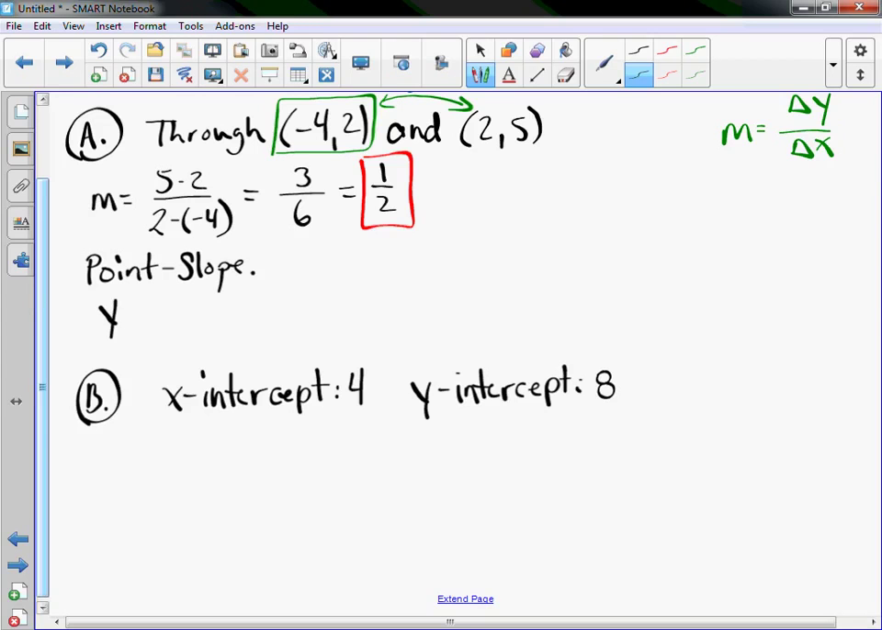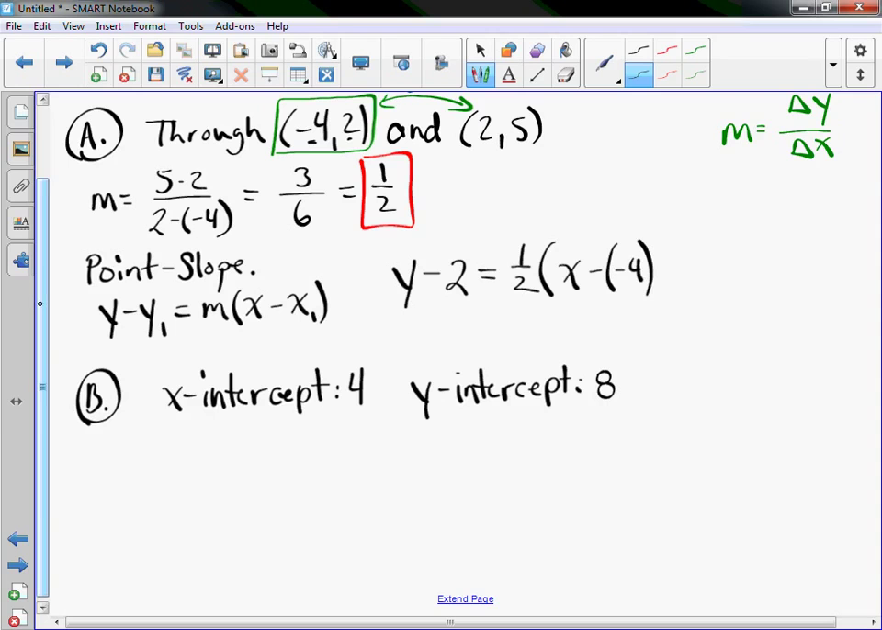Point-slope form is y minus y1 equals the slope, times parentheses x minus x1. So it's pretty easy. I take y minus the y value in the ordered pair I pick. I really don't care which ordered pair I pick. I'm just going to use this one. It's got 2 for the y. So y minus 2 equals the slope 1/2, parentheses x minus the x value, which is -4, so x minus -4.